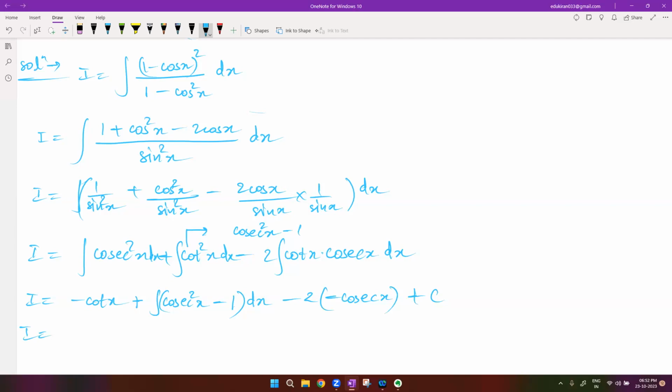So this would be the integration of, again, cosec square x. This would be minus cot x. Then minus 1 would be minus x plus 2 cosec x plus c. The final answer would be minus 2 cot x plus 2 cosec x minus x plus c.